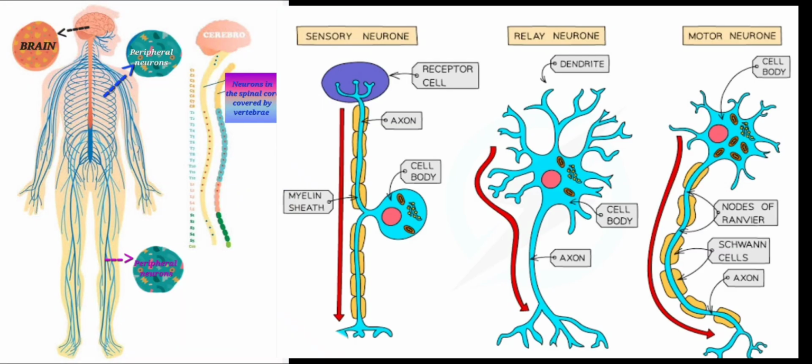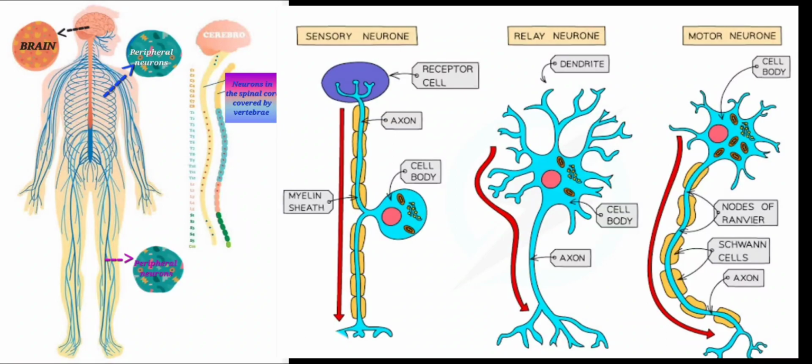This video is in continuation with the animal tissues. So we finally arrive at the nervous tissue. Nervous tissue is specialized to conduct impulses and convey information, largely located in the brain and the spinal cord.